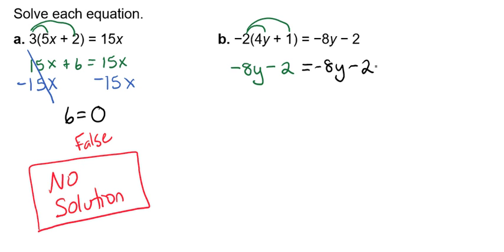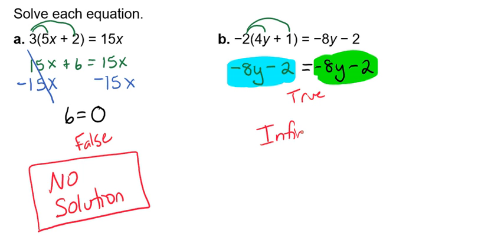Now at this point, you might have noticed that our expression on the left is identical to our expression on the right. When that happens, we can say that that's true. Everything on the left matched everything on the right. And so this would be infinite solutions. Or it can even be written with the infinity symbol.